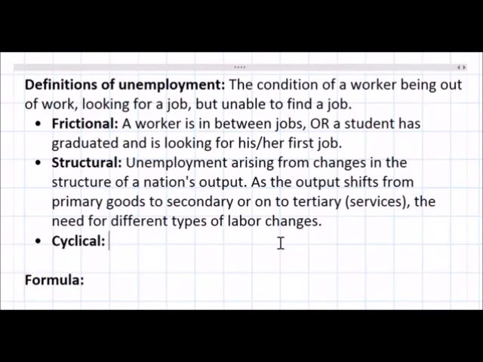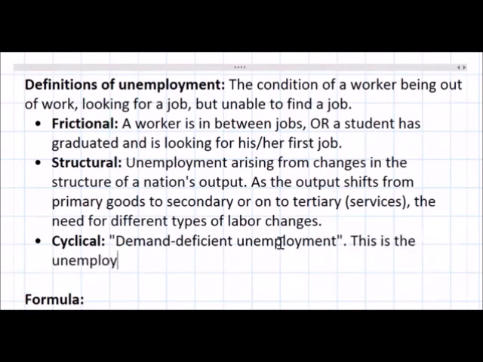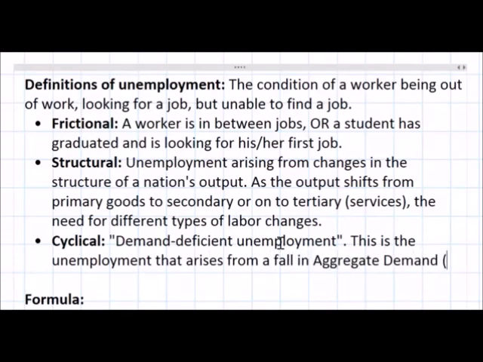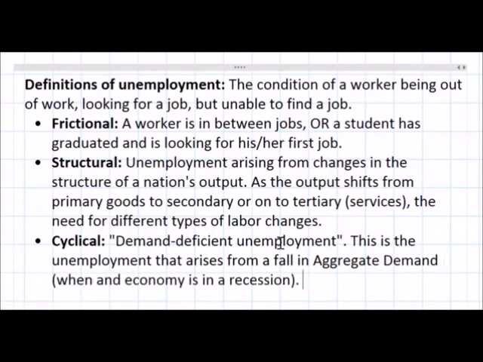This is the least desirable and the most harmful type of unemployment that a country could experience. We refer to cyclical unemployment as demand deficient unemployment. In other words, this is the unemployment that arises from a fall in aggregate demand. In other words, when an economy is in a recession, cyclical unemployment exists. Clearly, the words recession and demand deficient imply that an economy is not doing well.